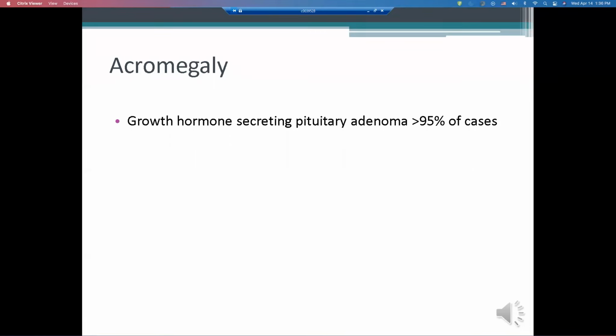Okay, so let's move on to the second type of secretory tumor, which is growth hormone producing tumors, and the syndrome is called acromegaly. So growth hormone secreting adenomas account for more than 95% of cases of acromegaly. Actually, this is what we see in clinical practice. I've never seen an acromegaly case which was due to growth hormone releasing hormone, which is from the hypothalamus. But this is what the literature says, that you can see it. I haven't seen it personally.